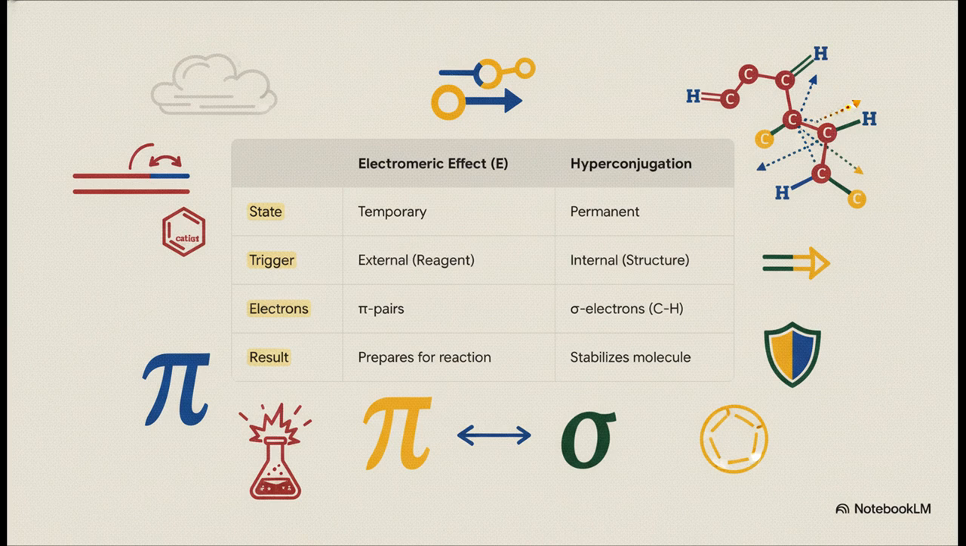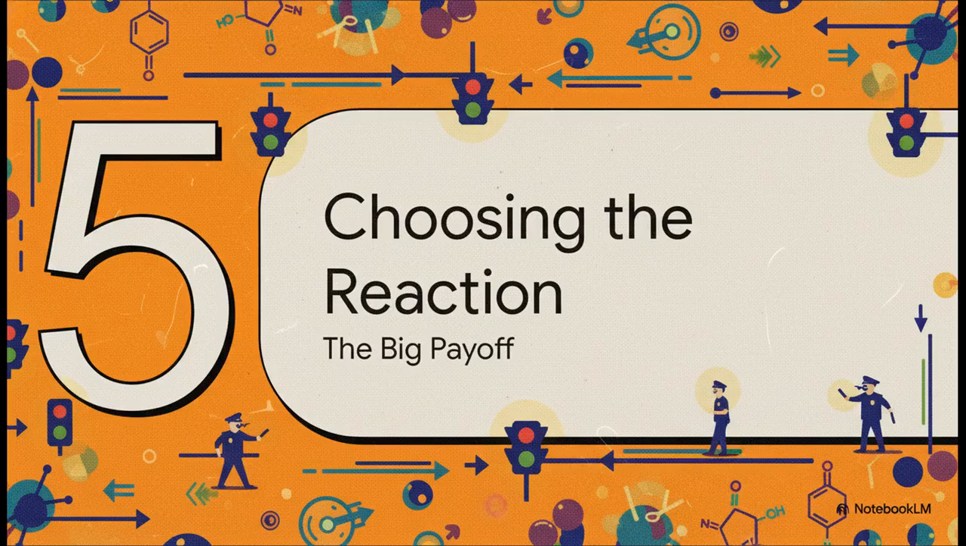What about the electrons involved? Electromeric uses those mobile pi electrons from multiple bonds. Hyperconjugation uses the sturdy sigma electrons from adjacent CH bonds. And finally, the primary result? The electromeric effect gets a molecule ready for a reaction. Hyperconjugation is all about dispersing charge and providing that inherent built-in stability. So, what's the big payoff here? Why does it matter so much to be able to tell these two effects apart? Well, it's because they are literally the traffic cops directing chemical reactions.